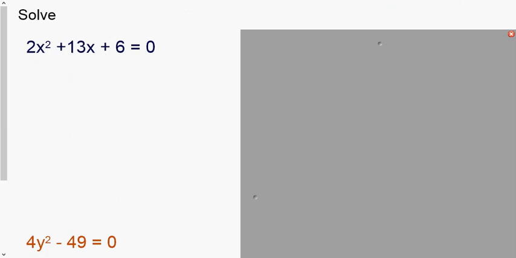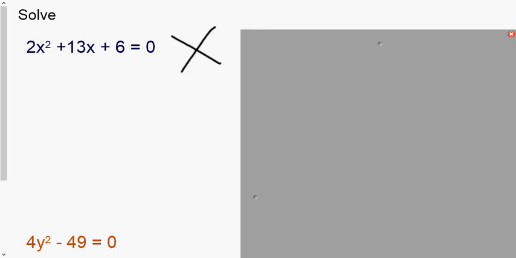Now we're going to go to the ones that some people struggled with, and some people said these weren't so bad once you got a hang of them. Again, you're always looking for a GCF. Does 2 go into 13 and 6? Unfortunately, it doesn't. So this is a diamond split problem because A is not 1.